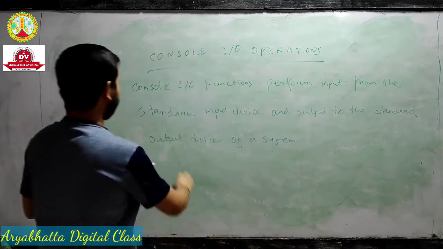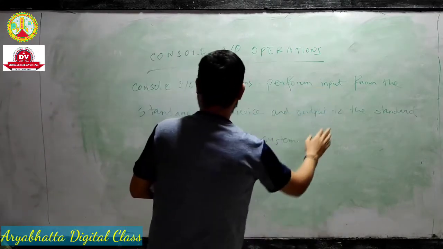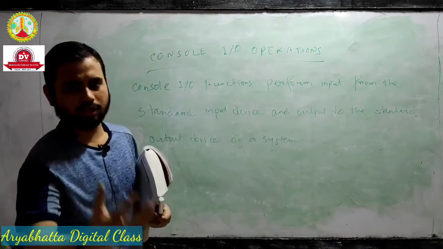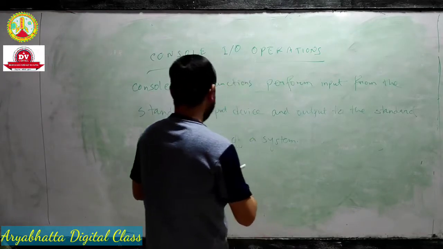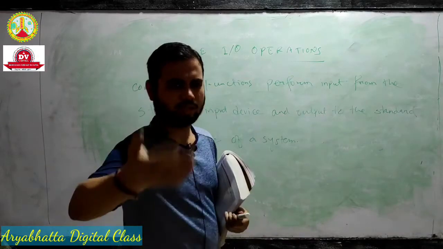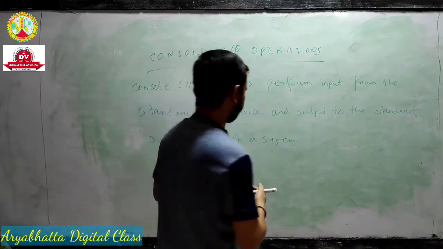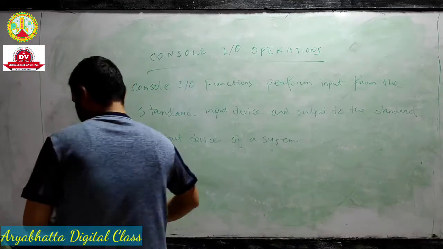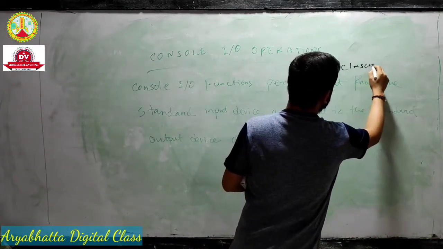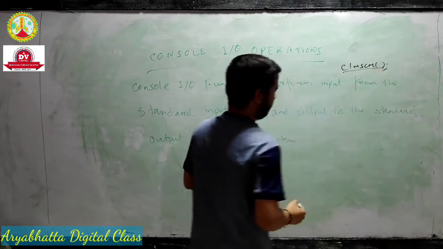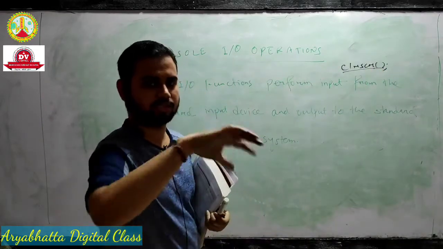Okay, that's why we say console input functions perform input from the standard input device. It takes input from the input device and outputs to the standard output device. Output device means the monitor where you display the output. And clrscr is also inbuilt in that header file. This means clear the screen. clrscr means clear the previous screen.